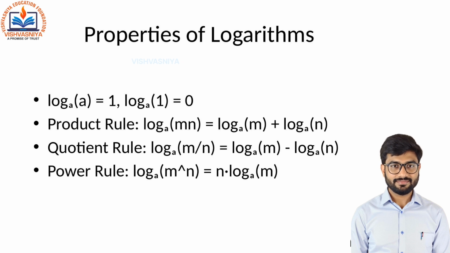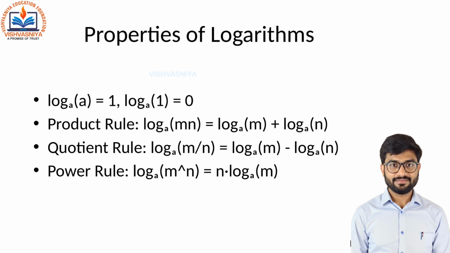Properties of logarithms. Let's now go over the key properties. First property: log base a of a equals 1, and log base a of 1 equals 0. Second property, product rule: log base a of mn is equal to log base a of m plus log base a of n.